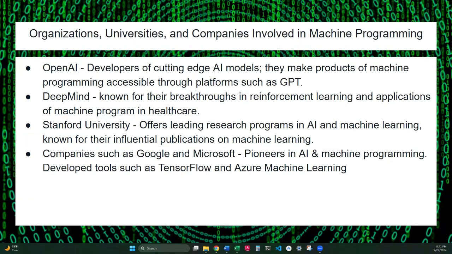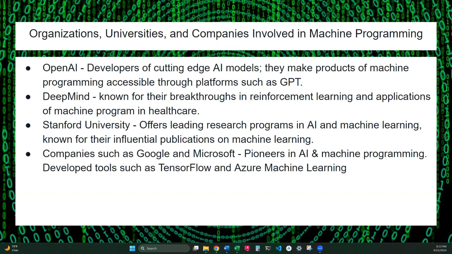OpenAI is a leading organization in the development of cutting-edge AI tools. They've made machine programming accessible through programs such as GPT, and this enables developers and average people to leverage natural language processing capabilities in their applications. DeepMind is another company, and they're renowned for their breakthroughs in reinforcement learning and other areas of machine programming. Particularly, they are known for implementing machine programming tools in a healthcare environment.